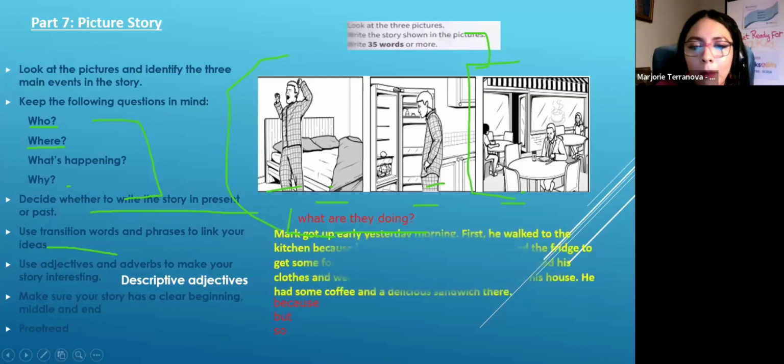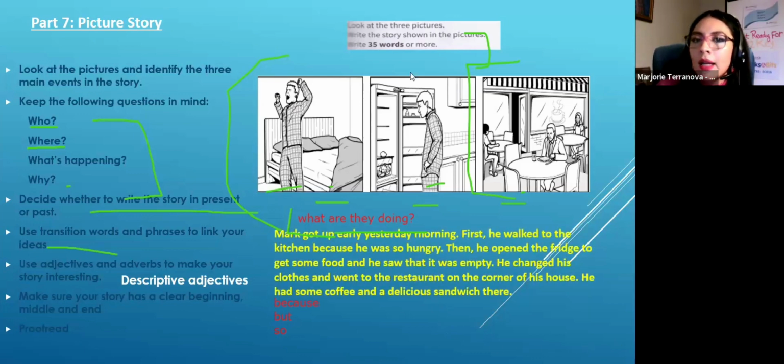And here I have an example for you to see, right? So they just have to write approximately 5 or 6 lines, no more than that. And remember, in the example, the person decided to write it in past. It's not obligatory. It can be in present as well.